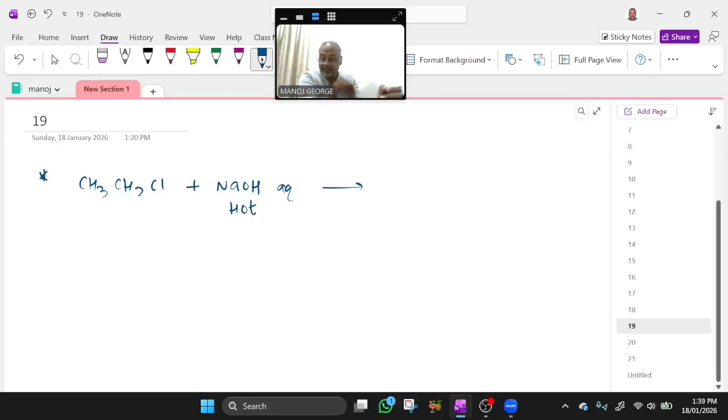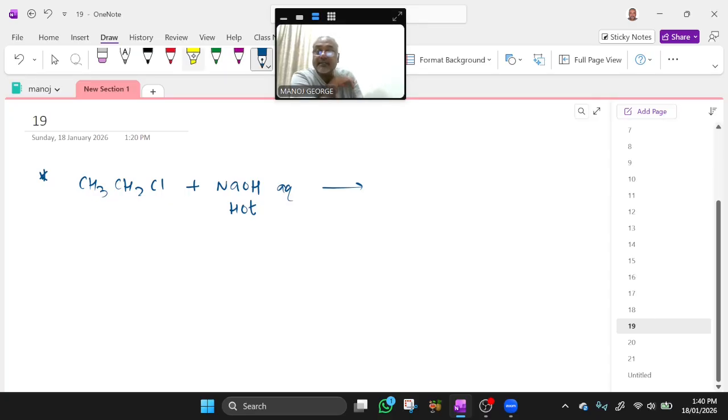This is a primary halogenoalkane. You did SN1, SN2 mechanism. You did nucleophilic substitution. You can remove halogen, bring OH. You can remove halogen, bring NH2 using ammonia, correct? Ammonia in alcohol. Or you can remove Cl and bring CN by using KCN. You have done all of that. Give me yes or no, you remember that.